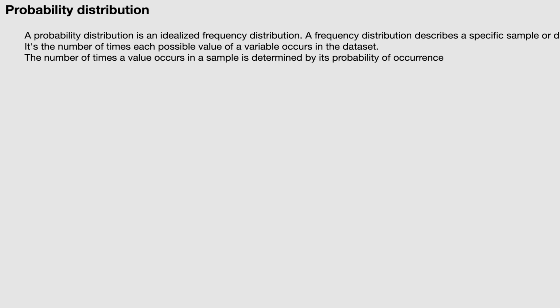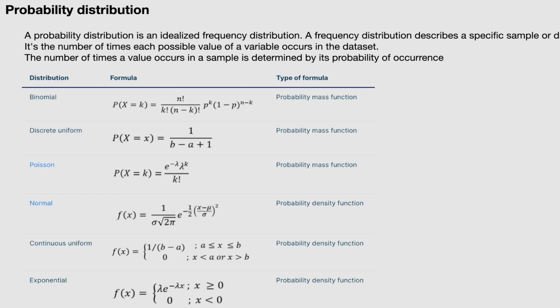Okay, so the number of times a value occurs in a sample is determined by its probability of occurrence. And there are so many math functions, or probability functions, and these functions are here. So right now, if you don't understand these functions, you do not need to worry.